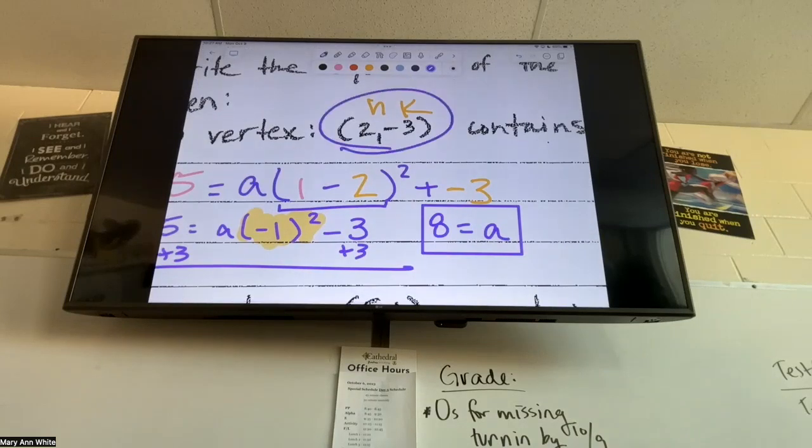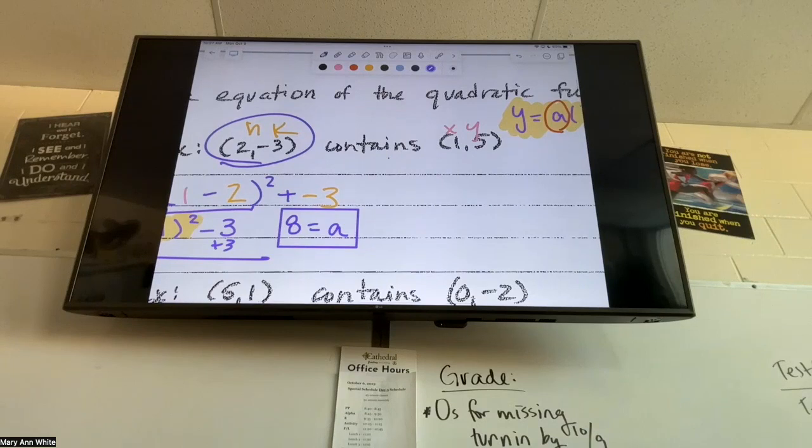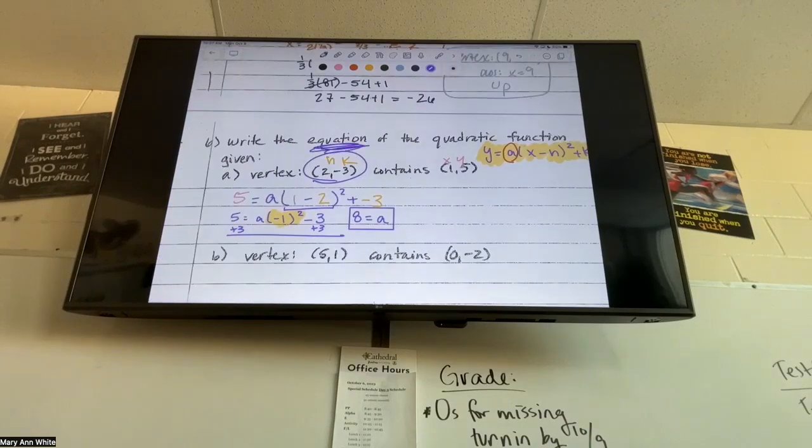So I'm going to go plug those into my vertex form. This time when I say write the equation, that means please leave x and y in as variables. Don't plug numbers in for x and y. So we'll say y equals 8 times x minus 2 squared minus 3. That is my equation of that example. That's my vertex. That's the point it contains. It's stretching by a factor of 8. A lot of times I see a mistake where we forget our square either in the final equation or in our problem. So please, please, please do not forget your square.